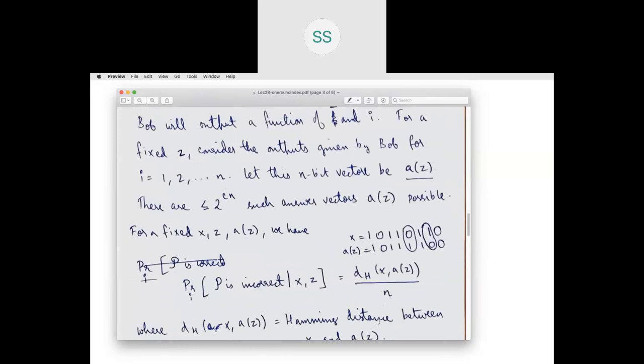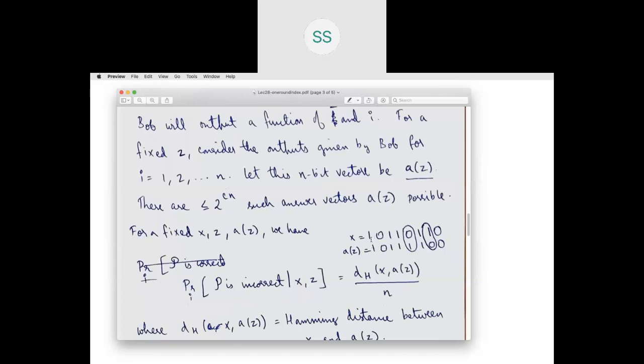So now let us see, once we fix X and Z, what is the probability that the protocol makes an error? The probability here is over the different i's possible. Again, recall that the i's are uniformly distributed from 1 to n. So what is the probability that if I equals 1 there is an error, I equals 2 there is an error, and so on, and we take their average. That's why the denominator is n.